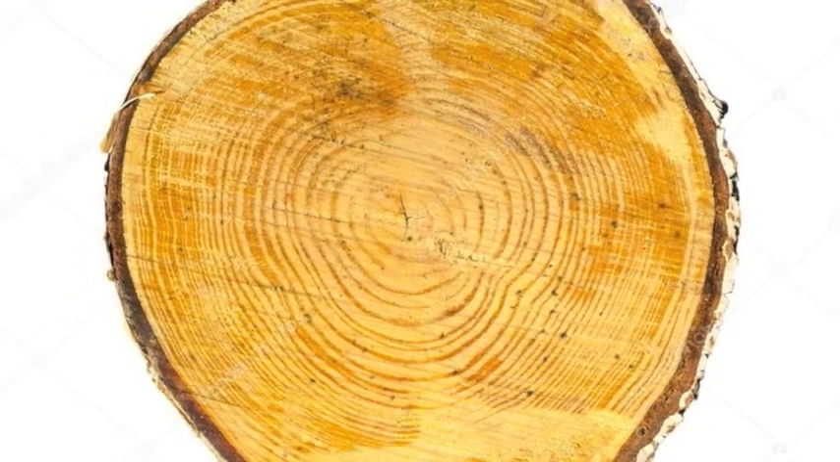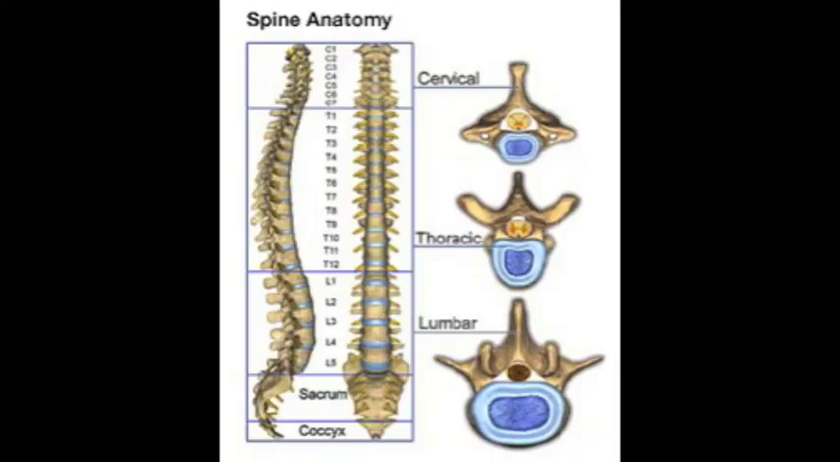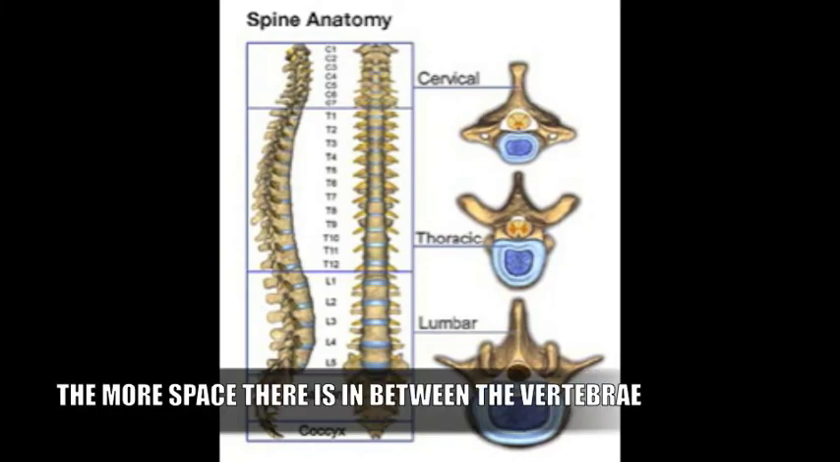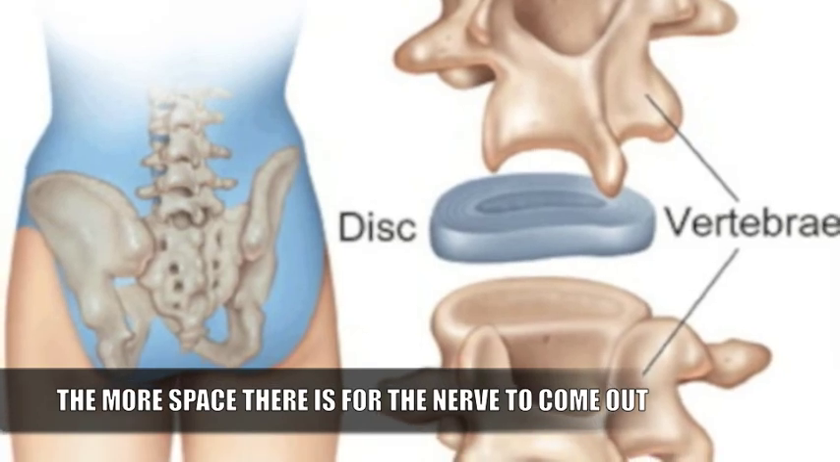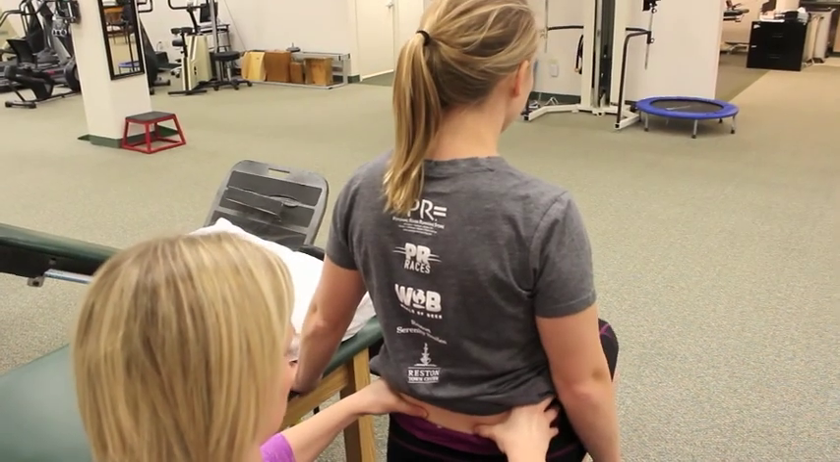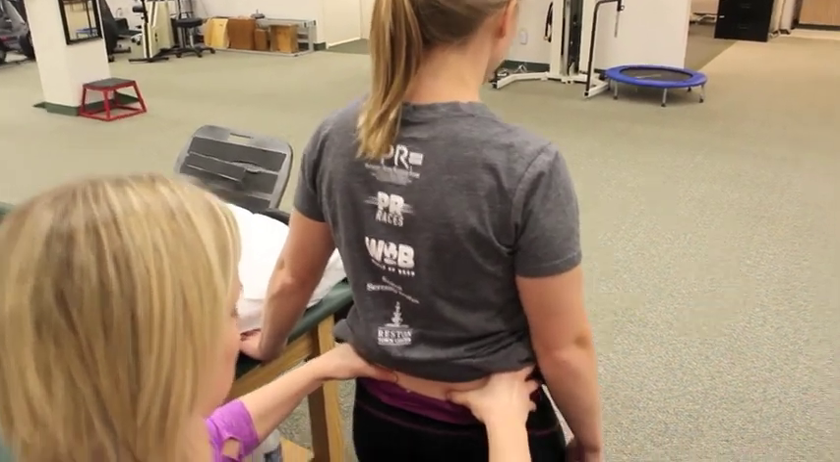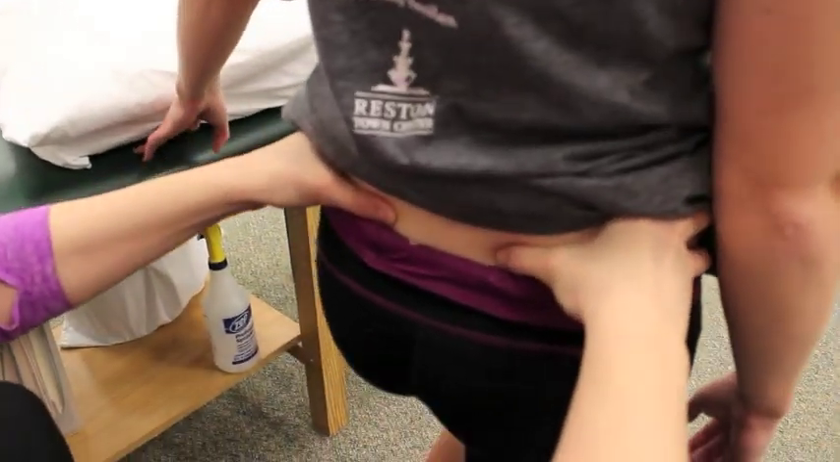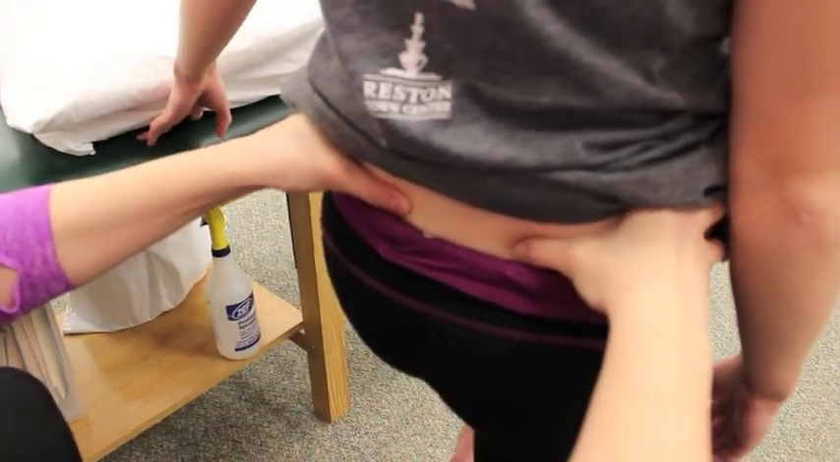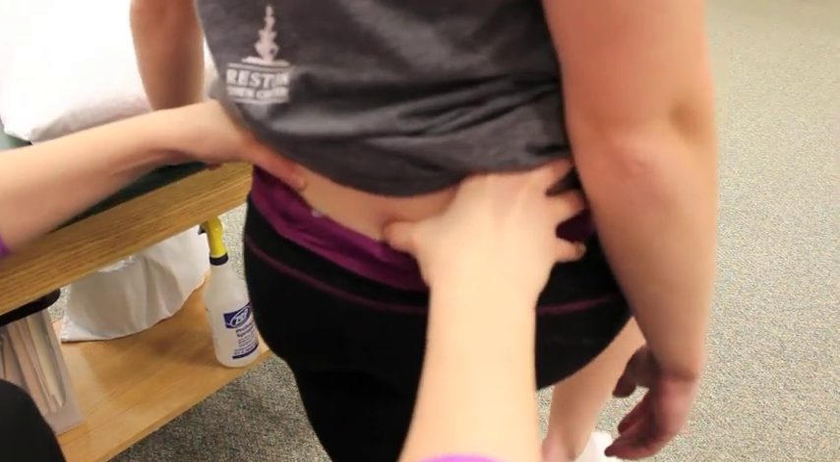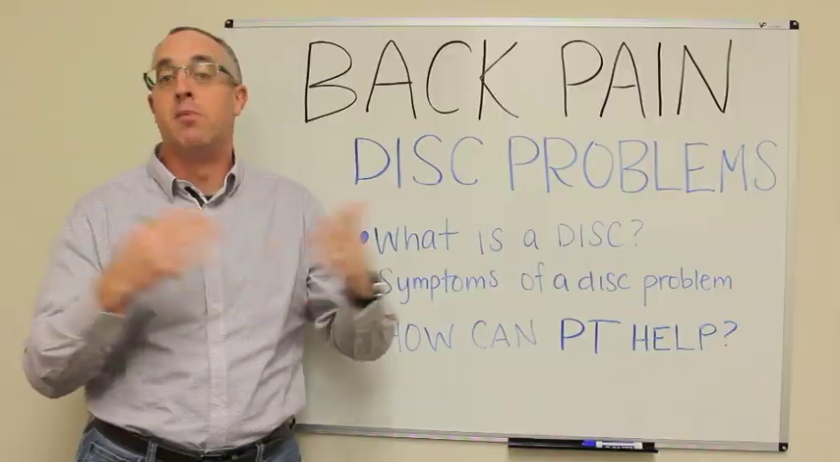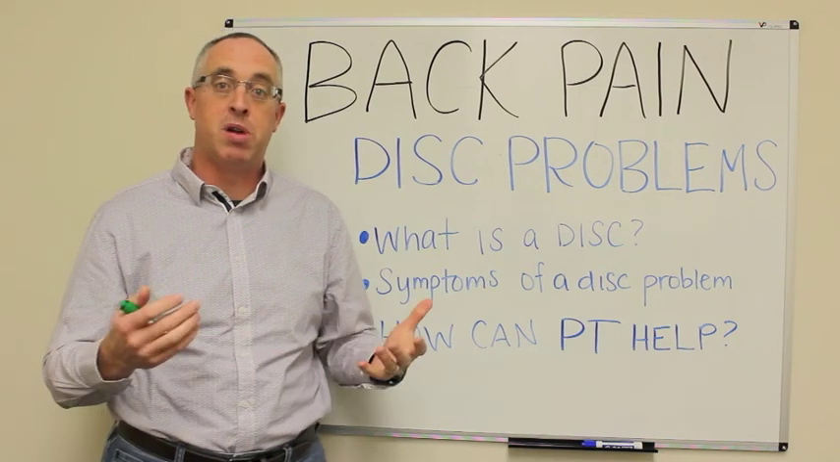Now, why is the disc important? Well, as I said, it creates that space. The more space there is in between the vertebrae, the more space there is for the nerve to come out. The nerve branches off from the spinal cord, and in the case of your low back, runs down into your buttocks and down into a particular part of your leg. So the larger and healthier that disc is, the more rings and the more fluid that are in that disc, the greater the space is going to be, and the less chance you're going to have any pinching on that nerve.